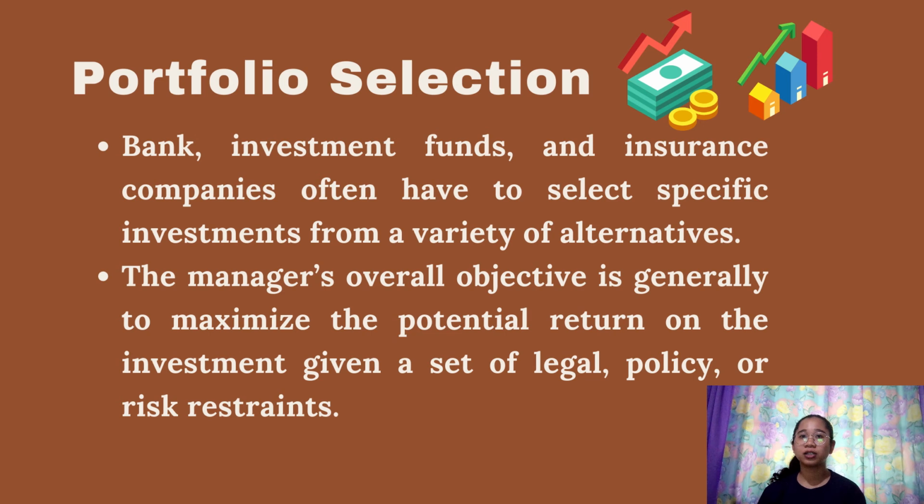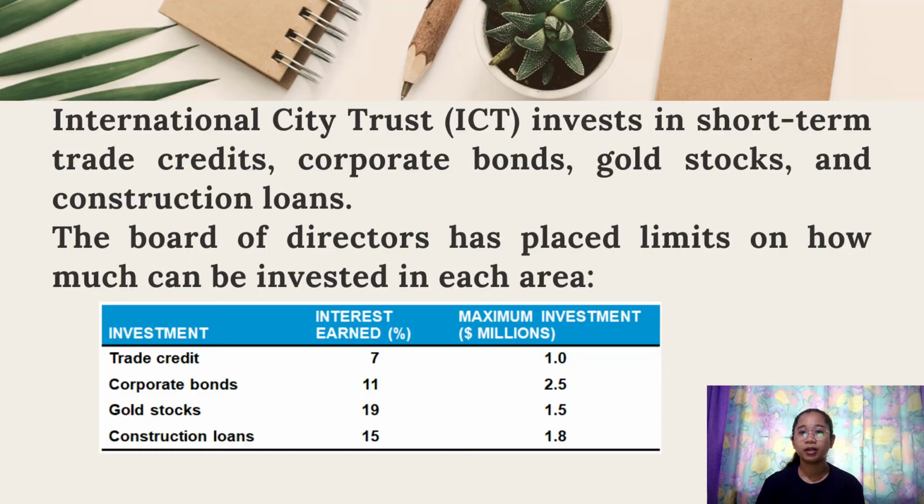In portfolio selection, the objective is to maximize the potential return on investment from a variety of alternatives. For example, the International City Trust wants to invest in 4 different fields, which are the trade credit, corporate bonds, gold stocks, and construction loans.